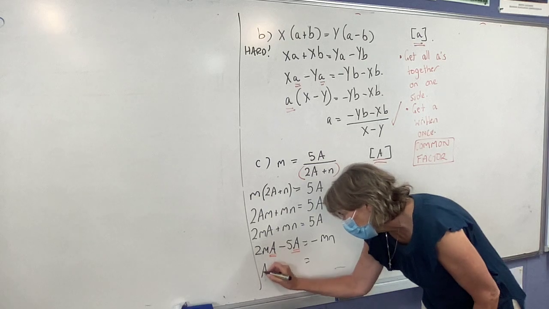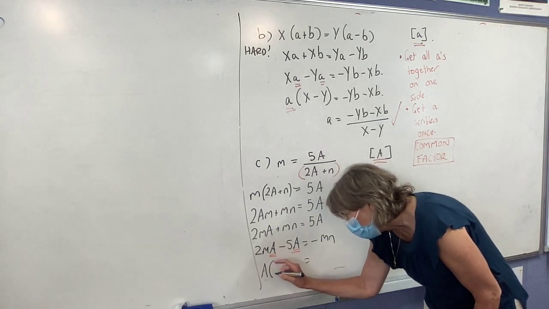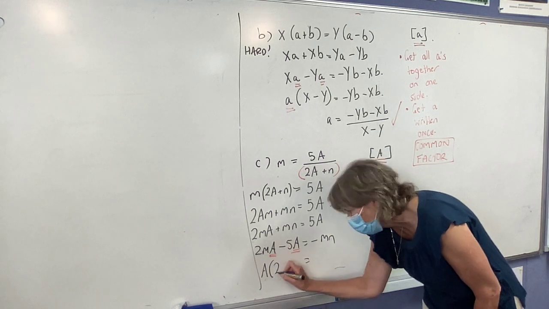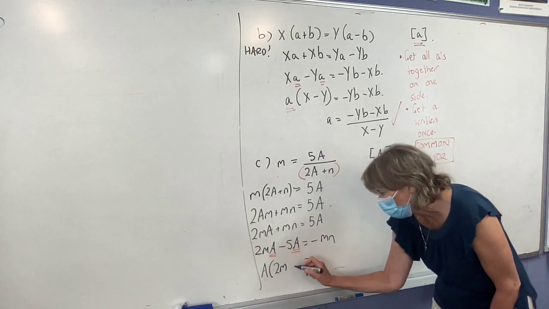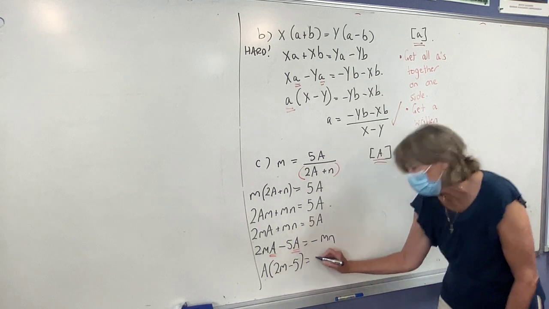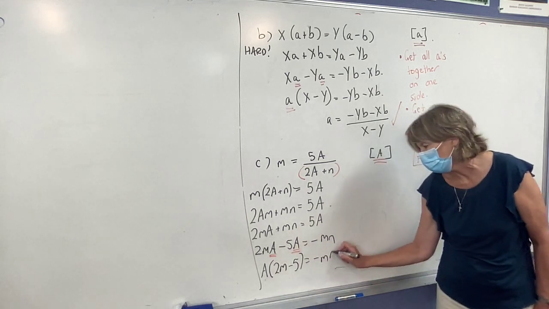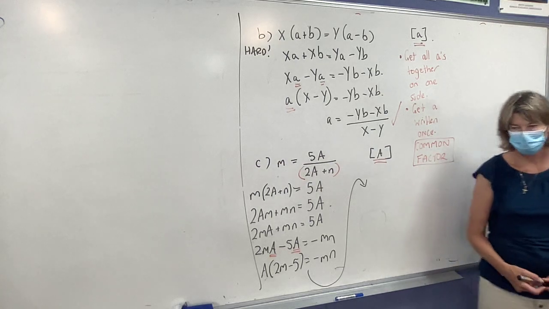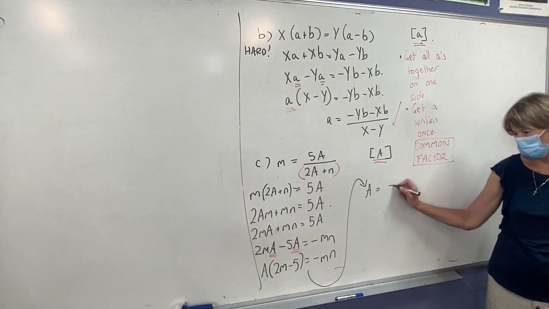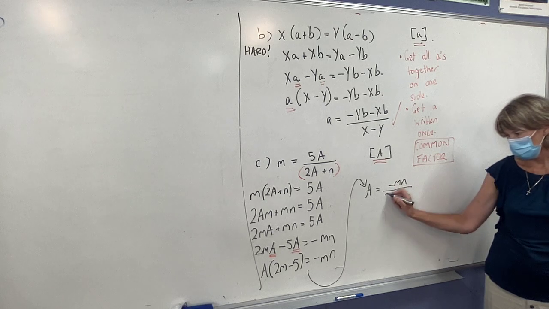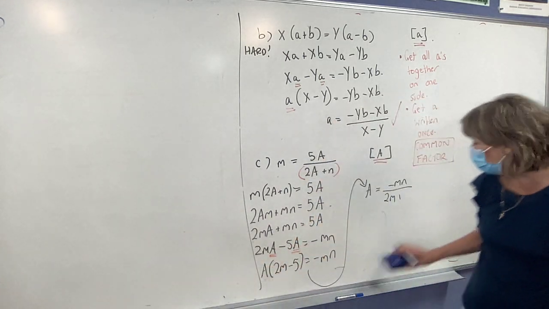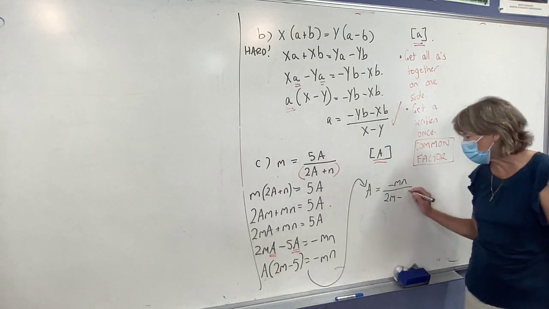A bracket 5 minus 2m. Have a look at the way I've written it here. A bracket 2m minus 5, that's better, equals negative mn. Continue. And next line, then A equals negative mn over 2m minus 5. Perfect. So we have got the A by itself. We've got A to be the subject.